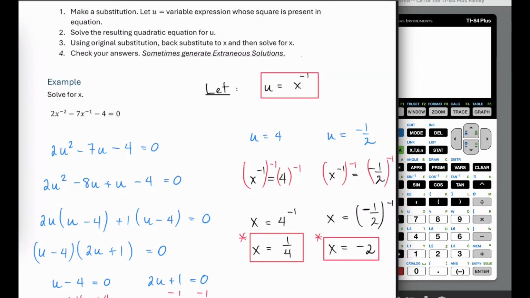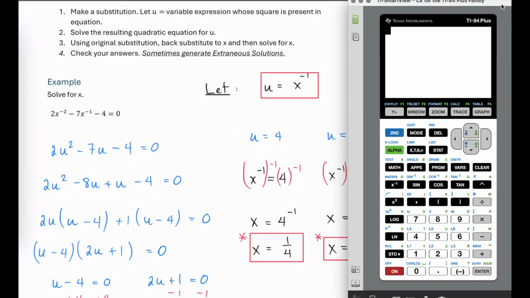To check our answers, we can put our solutions into a graphing calculator, starting with 1/4. We can say 1/4, store that quantity into x, and hit enter. And then we can plug that value back into the original equation, or essentially type in exactly what we see into our calculator, which is 2x raised to the negative 2 power minus 7x raised to the negative 1 power minus 4, and then we hit enter to see that this x is equal to 1/4 solution does work.